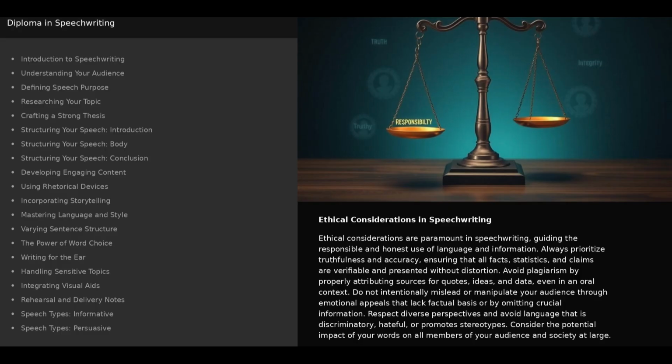An ethical speech builds trust and enhances your credibility, while unethical practices can severely damage your reputation and undermine the power of your message. Responsible speechwriting is a cornerstone of effective and respected communication.